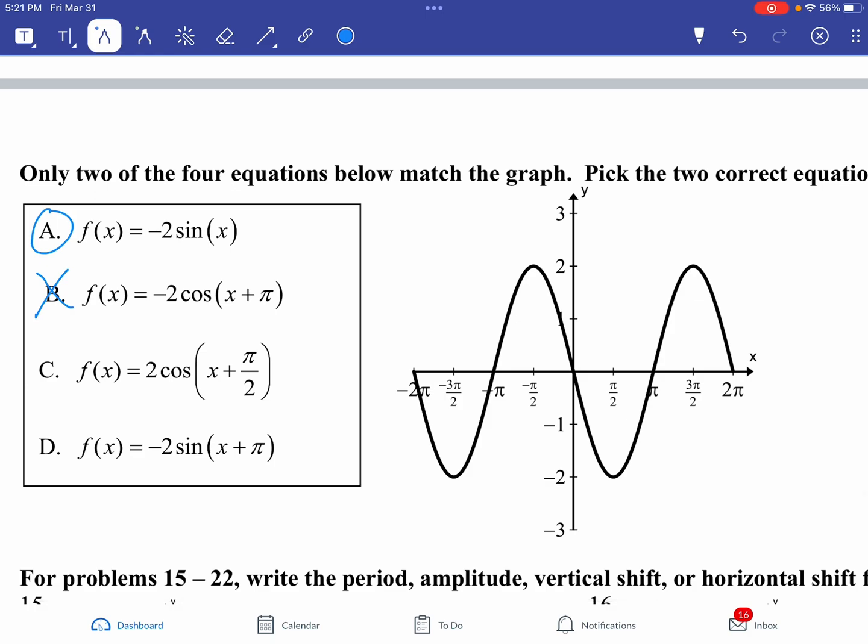Next, we have a cosine graph again, but this time it's going to start at negative pi over 2, which is right here. All right, this does make sense. It goes down 2, up 2, and up 2. So it goes here.